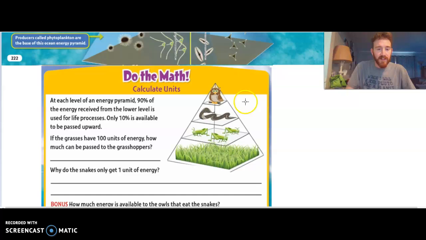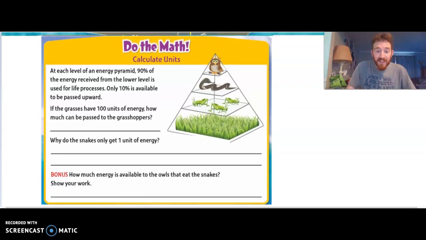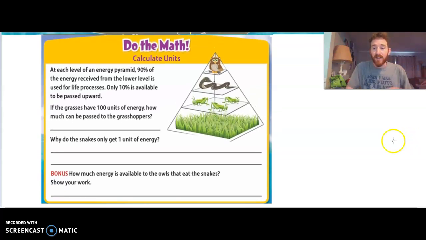I'm actually going to go down here, and this is that Do the Math you see up here. I just made it bigger up here. And this actually involves a pretty good connection with what we're doing in my math class right now, which is working with decimals and especially dividing decimals.